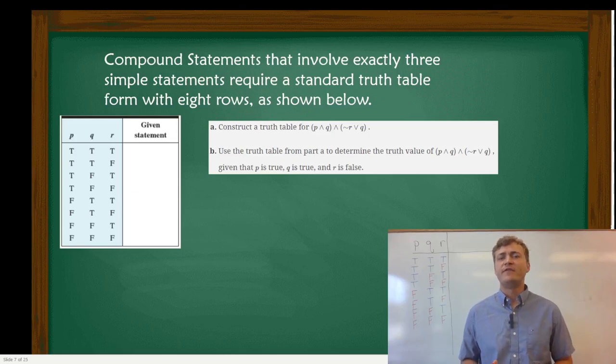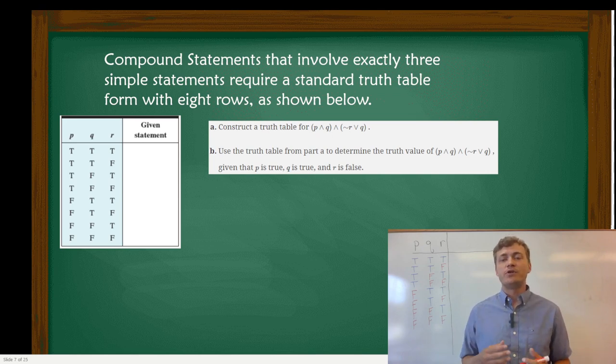Compound statements that involve exactly 3 simple statements require a standard truth table with 8 rows as shown below. Think about why we need 8 rows here. If we have 3 statements where each statement is either true or false, there are only 2 outcomes for each statement. 2 times 2 times 2 will give us a total of 8 potential outcomes for when the statement can either be true or false. And those are listed below.